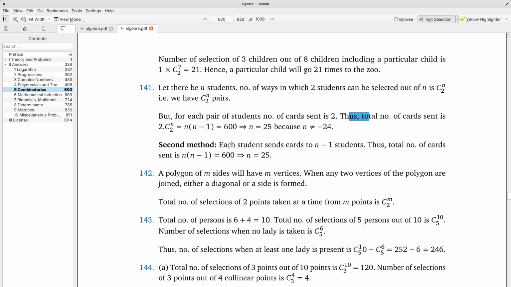The second method is: each student sends a card to n minus 1 students. The total number of cards sent is n multiplied by n minus 1, which is 600. So n is equal to 25. So the second method is pretty straightforward.